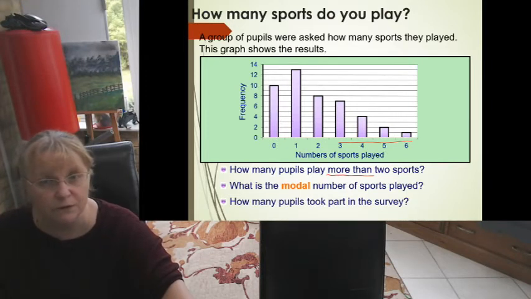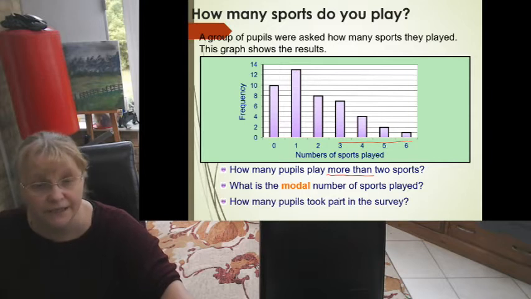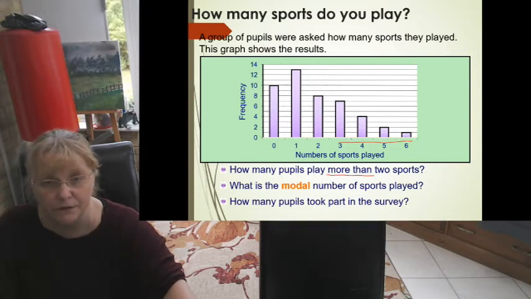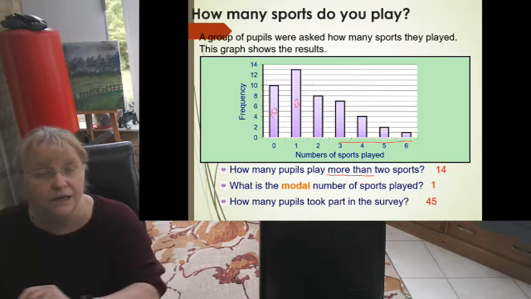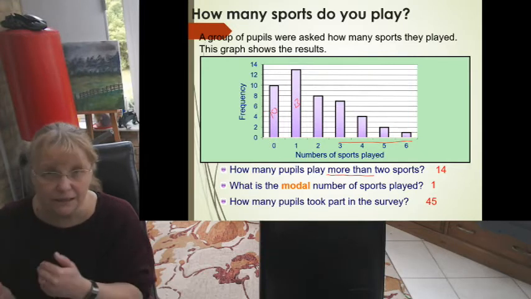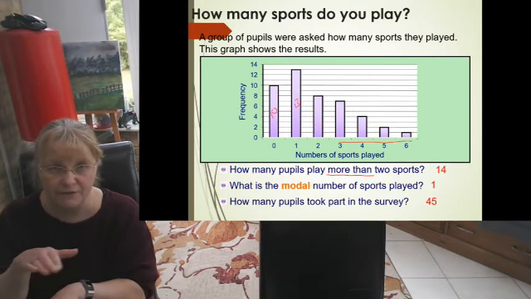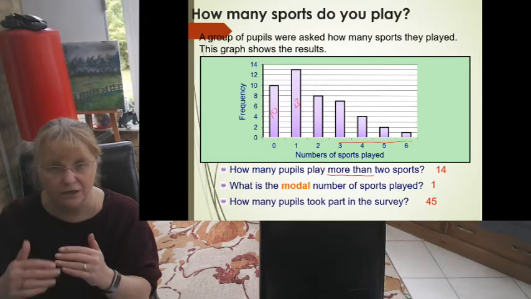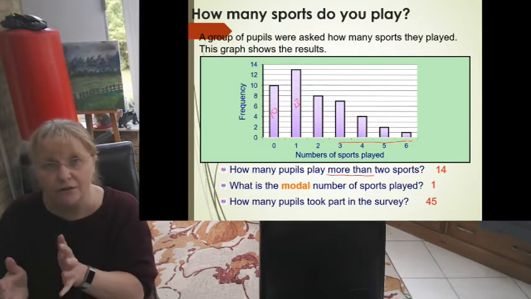Okay, what is the modal number of sports played? Modal, remember, is most, which is up here as 13. And how many pupils took part in the survey? You just basically add up how many pupils took part by putting that's 10 there. That one would be 13, etc. And just adding them all up, which is 45. So a little bit time consuming and fiddly because you're having to read across a chart, but when you get down to it, not that difficult.